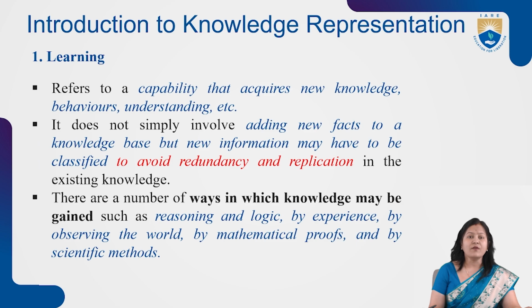So there are a number of ways in which knowledge may be gained. Knowledge can be gained through reasoning and logic. Knowledge can be gained by experience. Knowledge can be gained by observing the world, by mathematical proofs, and by scientific methods. So these are the ways knowledge can be gathered. And whatever knowledge is gathered, every knowledge based system should have the capability of self-learning and self-updation. That is why the first property is called learning.